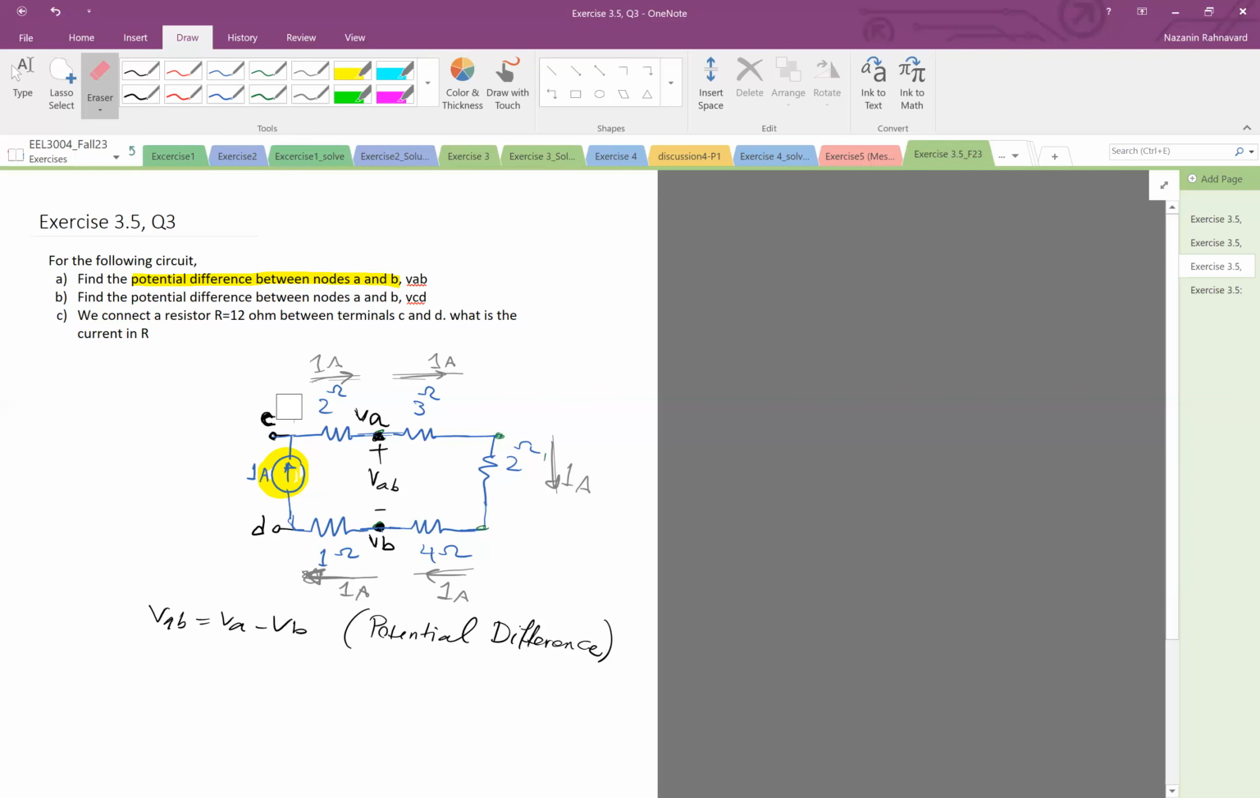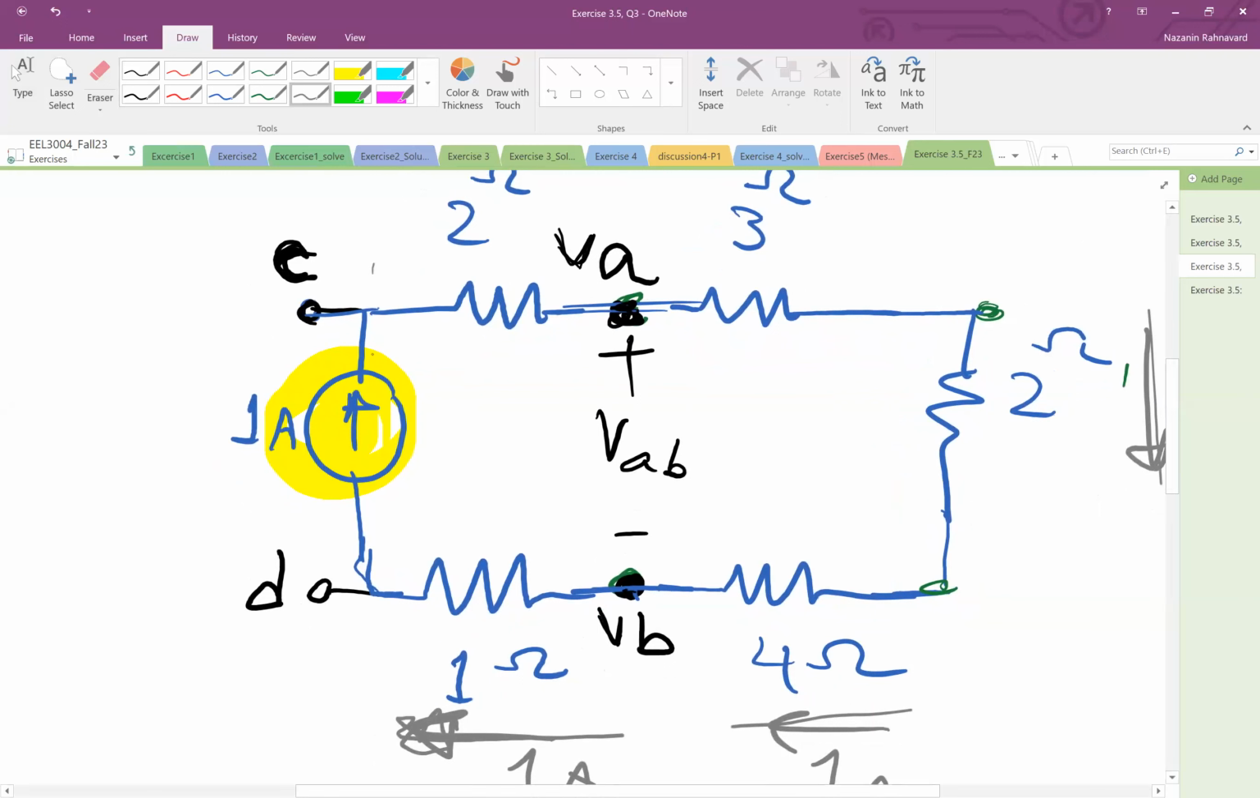So for all of them, 1 amp. And again, why is that? Because as you see here, this 1 amp is coming here, and the current here is 0. There is no connection here, it's just open, so there's no current going down that way, left. So all the current goes to the right, and the whole 1 amp goes through the circuit.